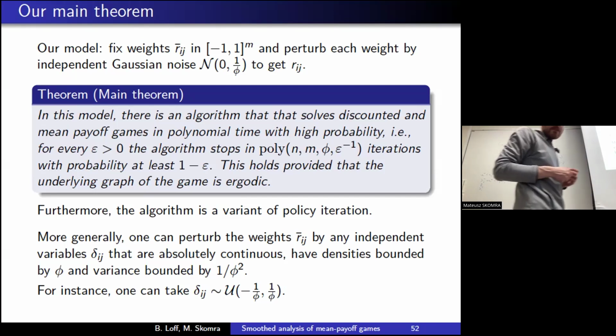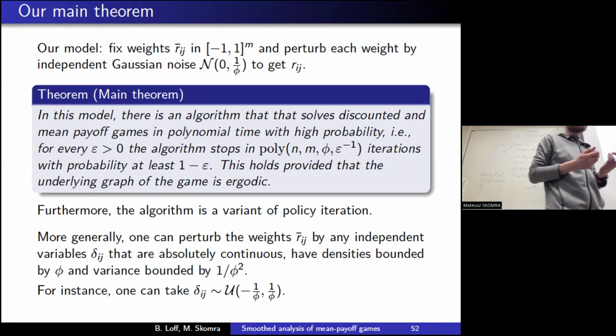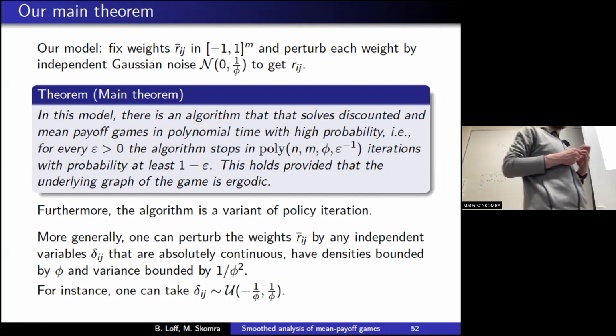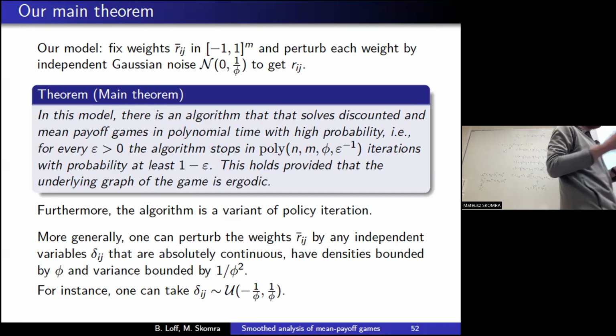Okay, so our main theorem says that in this model, there is an algorithm that solves discounted and mean payoff games in polynomial time with high probability. There is a variant for discounted, a variant for mean payoff, in this model with randomized weights.